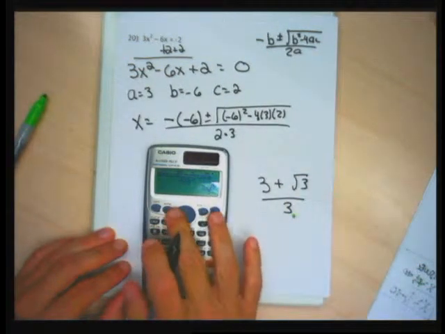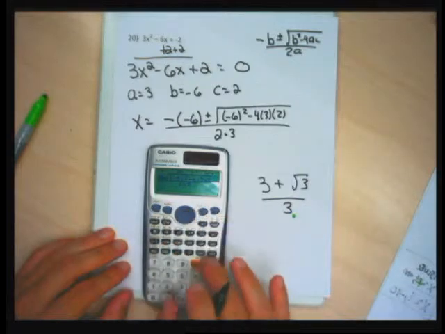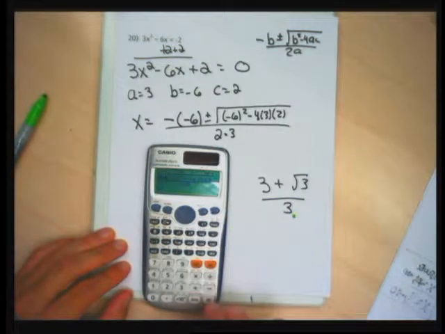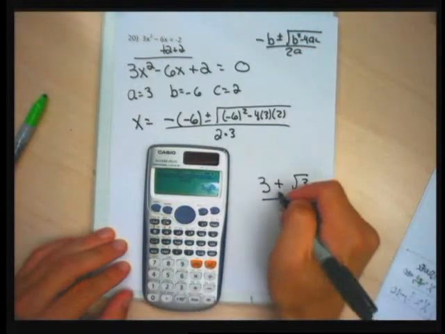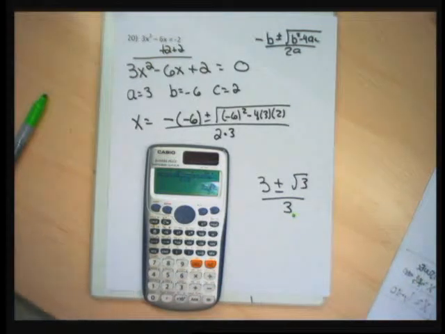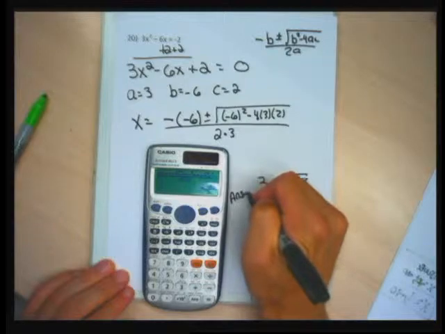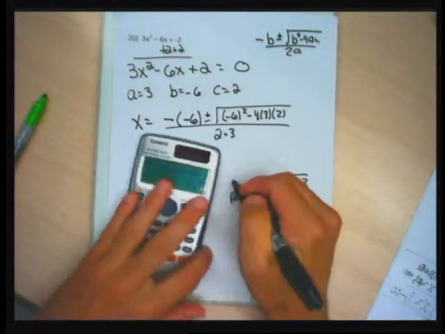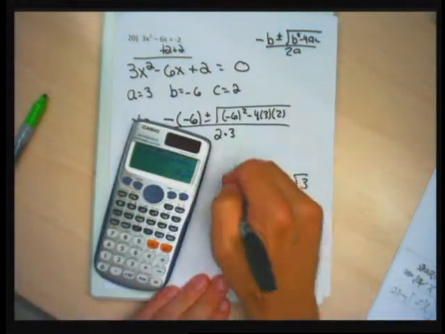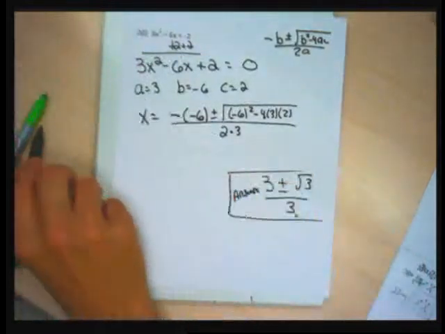I'm going to backtrack now, change that plus to a minus. Delete, plus goes to minus. I get 3 minus the square root of 3 over 3. So I think this is my answer with the plus or minus sign. And I'm going to check because it doesn't take that long to check. It's not that hard to check.